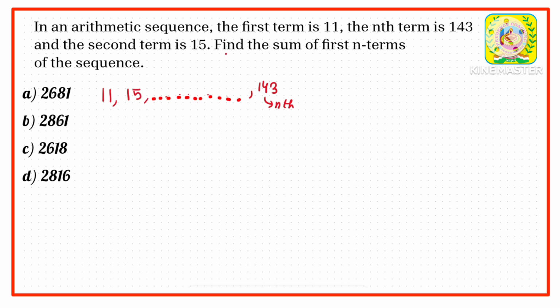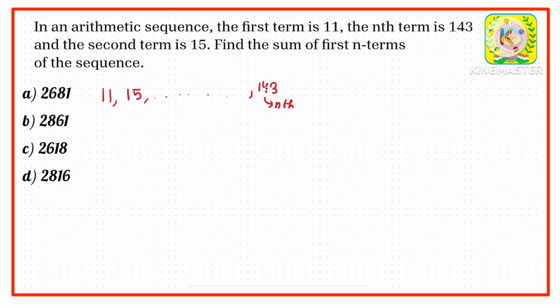Now here you are asked to find out the sum of the first n terms of the sequence. So here the last term is 143. That means till 143, the total sum of these numbers you need to find out.